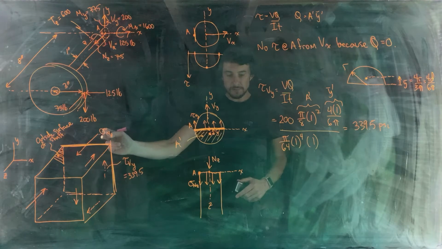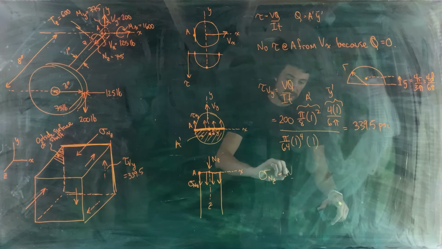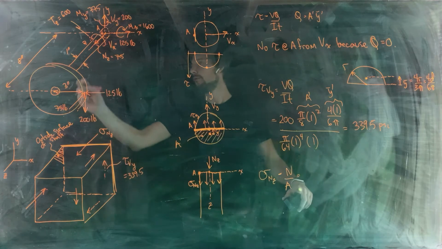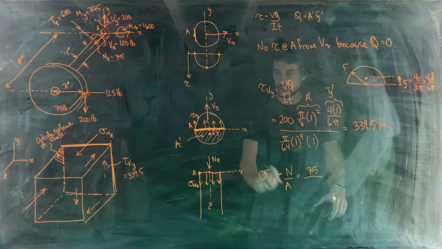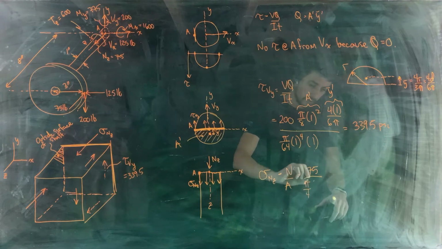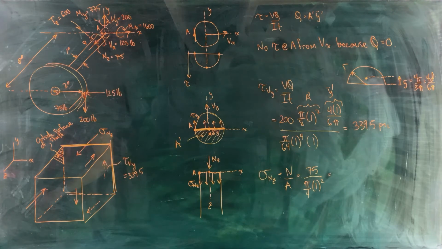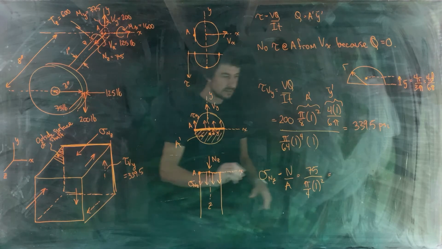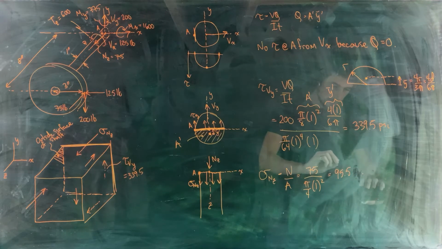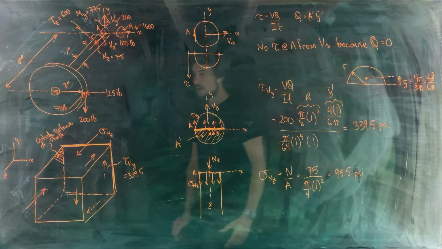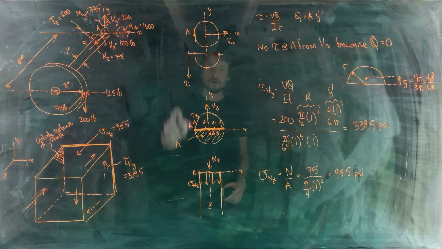Okay, let's calculate the value of sigma nz. Normal stress from an internal normal force is easy. It's just N over A. Internal normal force, in this case, Nz is 75 pounds. And the area that it acts over is the cross-sectional area of the shaft, so pi over 4 d squared. And that, for me, came out to be 95.5 psi. Okay, 95.5.